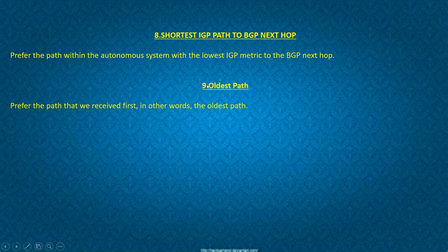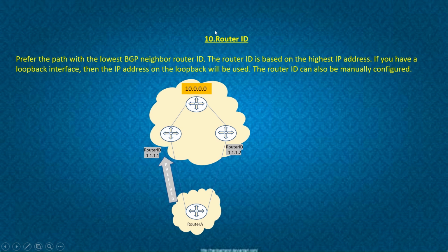And the ninth attribute is the oldest path. Whatever path was learned or received first will be considered the best if all eight attributes are tied. Then the 10th attribute is the router ID.